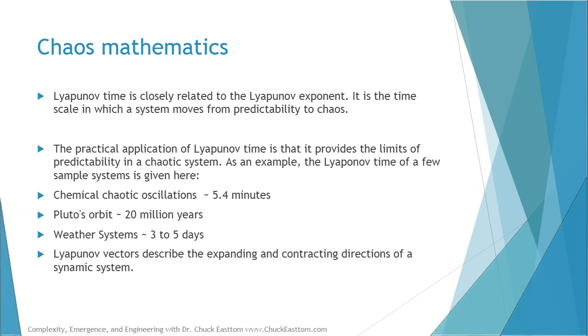Pluto's orbit, we can predict that out for 20 million years, so that's not a terribly chaotic system. Chemical oscillations, 5 or 6 minutes, we start to lose. Now, I'm getting some questions about the details of the Lyapunov equation. We're not going to delve into the exact specifics of every one of these formulas on the screen. This is a broad-based talk to introduce you to a lot of things, but I would say there's a lot of material out there. On Amazon, in fact, there's an entire book just on Lyapunov exponents. Weather systems are usually only predictable to 3 to 5 days. So that gives you an idea of the Lyapunov time.